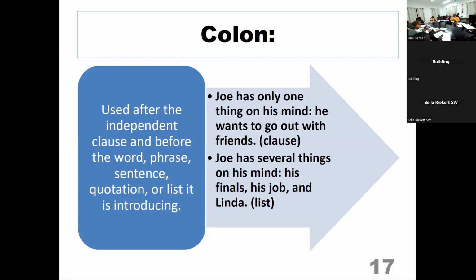Okay, so the examples they give here: Joe has only one thing on his mind. He wants to go out with his friends. Right, so there it comes before the clause, no? That's the clause. The next example. So here's a list that's coming through now. Joe has several things on his mind: his finals, his job, and Linda. So there's a list of things, right? So Joe has a list of things on his mind. So what you do is, if you're going to introduce a list, you will also use your colon. Okay.